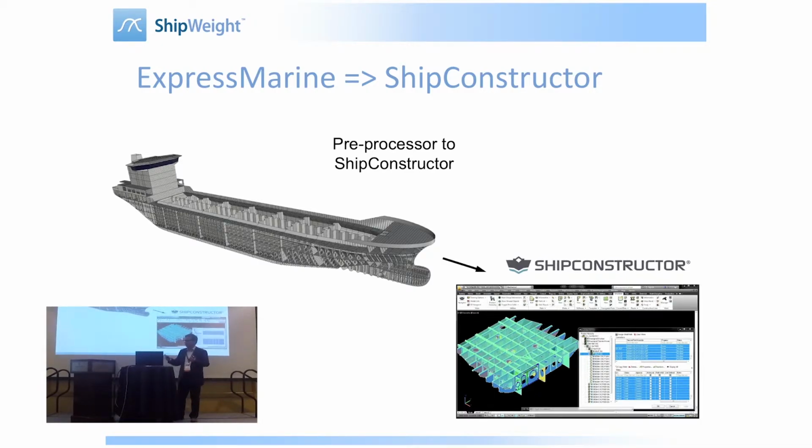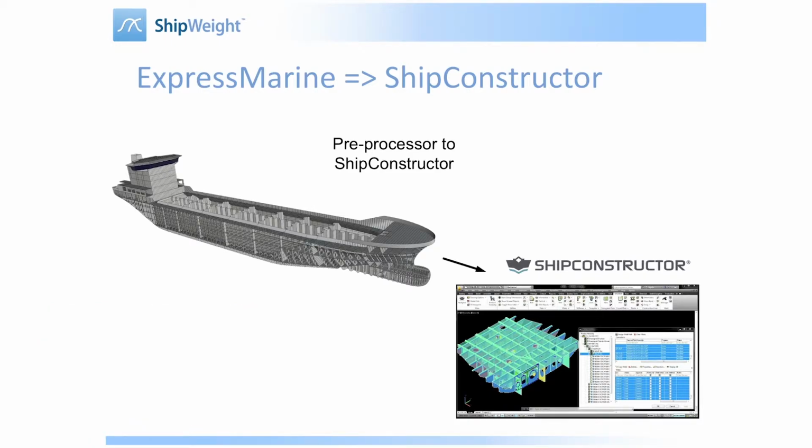So today, if you've done the ExpressMarine model, you can't do too much about it. You can import it to ShipConstructor, but it's sort of like a dead model, not a true ShipConstructor model. But we want to create an export link so we can export this and get ShipConstructor objects in the ShipConstructor project based upon this preliminary structure model here. Hopefully to save a lot of time.